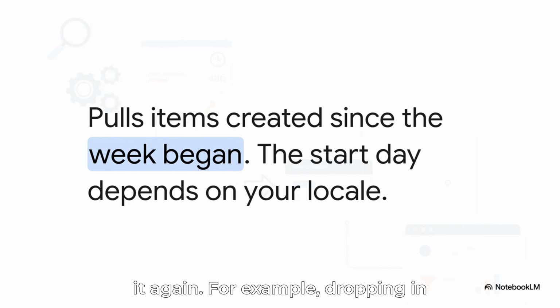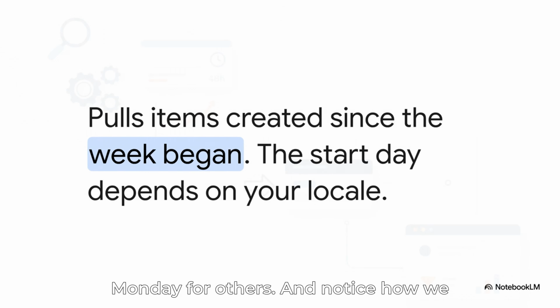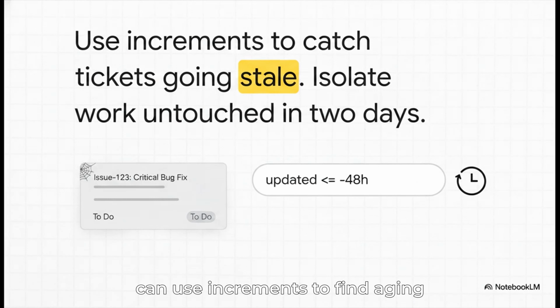For example, dropping in this simple string dynamically pulls in everything created since the current week began. Just a quick heads up though, the exact start date actually depends on your server's specific locale settings. So, start of week might mean Sunday for some folks and Monday for others. And notice how we can use increments to find aging work. Setting updated is less than or equal to minus 48 hours flawlessly catches tickets that are starting to go stale. It instantly isolates anything in your queue that just hasn't been touched in 2 full days.